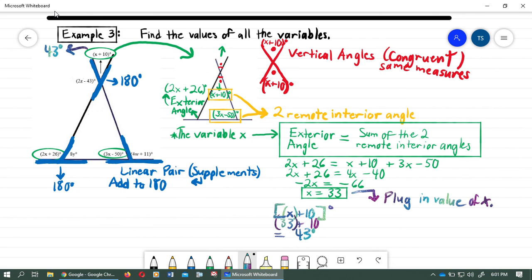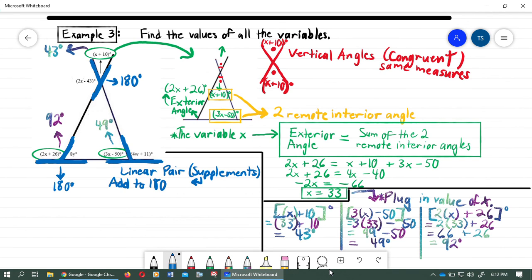Put an arrow there. So this angle measurement right there is 43 degrees. And that was us plugging in x into that one. Give me a second to separate this so it doesn't look too jumbled up.